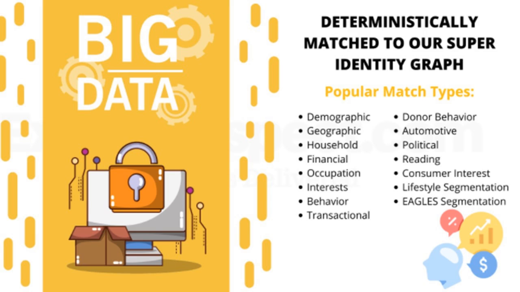For the first time, us small guys are able to access big data, which is matched to their super identity graph. I'm talking about matches such as demographics, geographics, household, financial, occupational, interests and behaviors, transactional, donor behavior, automotive preference, political preference, reading, consumer interests, lifestyle segmentation, and so much more.